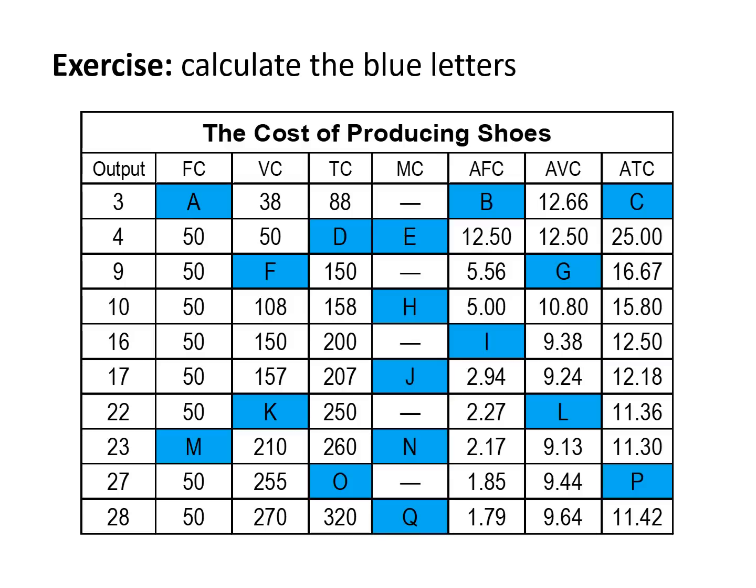Now we'll have an example of an exercise for you to complete. This particular exercise is about the cost associated with producing shoes, and some of the values are given to you and some of the values remain for you to calculate. Please take out pen and paper and calculate all of the missing values from A through to Q.